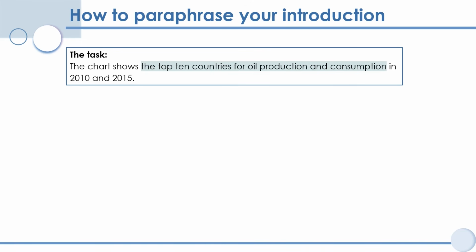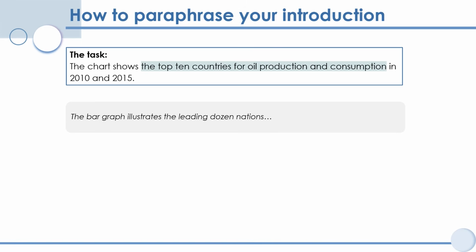Next, how can you paraphrase the main part of the task sentence? The chart shows the top 10 countries for oil production and consumption in 2010 and 2015. How can we rephrase the part I've highlighted? How about this? The bar graph illustrates the leading dozen of nations.